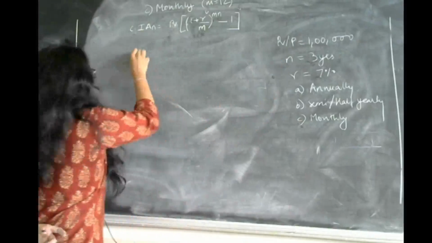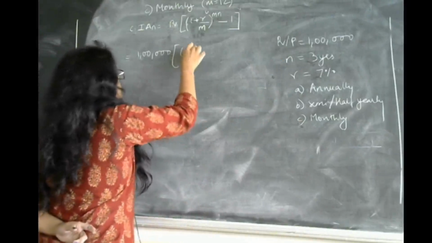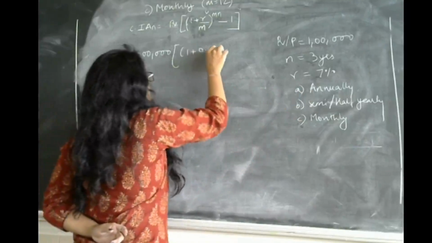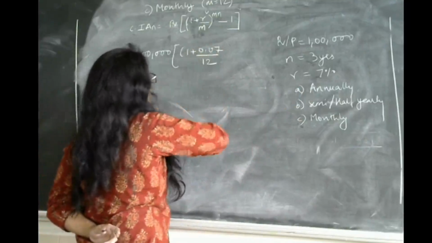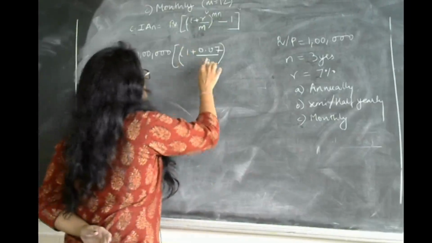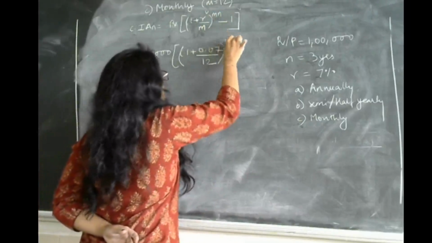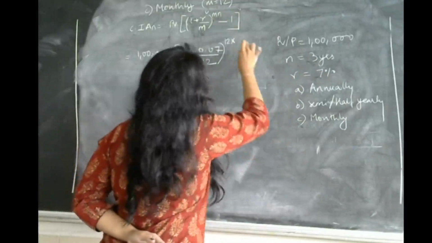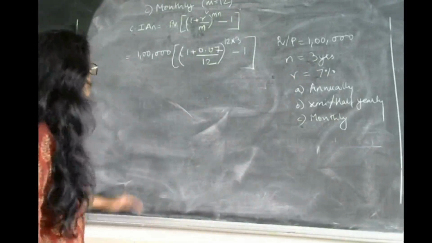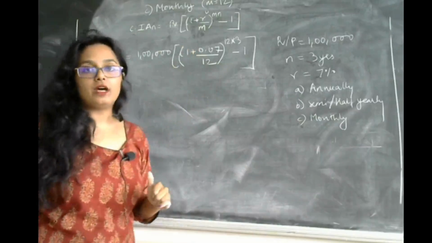Present value is 1 lakh. 1 plus R, R is what? 0.07 divided with 12. Divide it by 12 because M is equal to 12. Then M, which is 12, multiply it with N. N is what? 3 years, minus 1. Okay, so I hope this is clear. Why we are dividing the interest rate with 12 now?